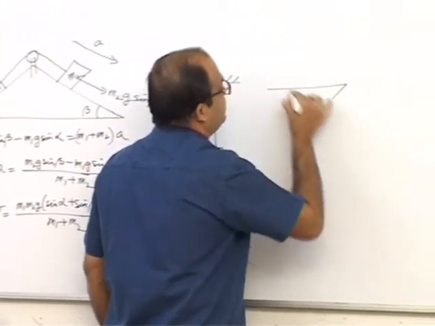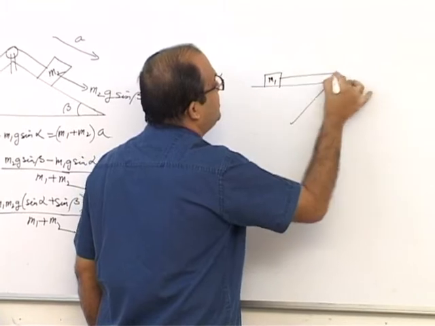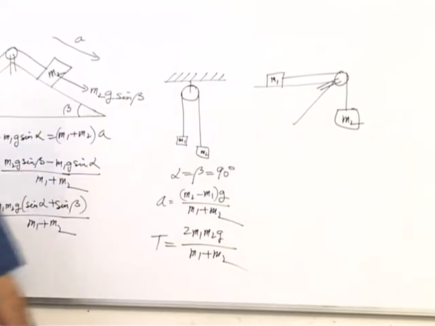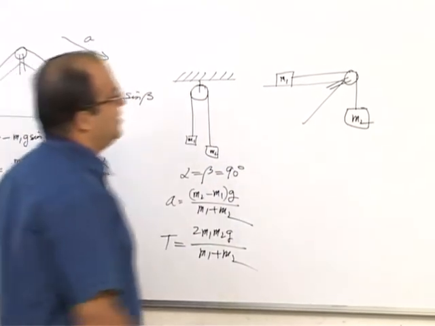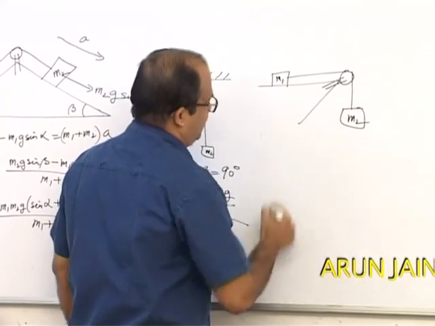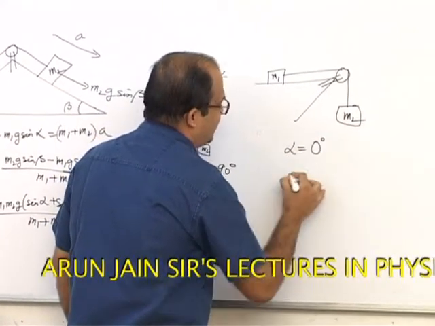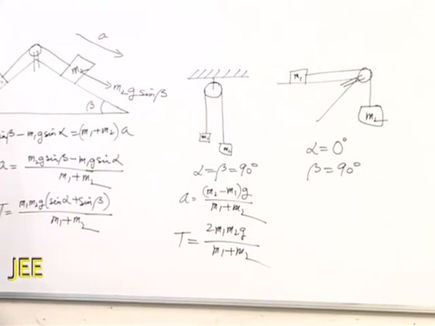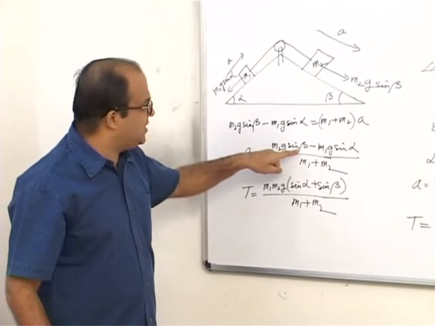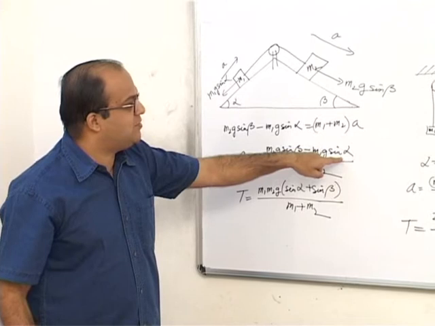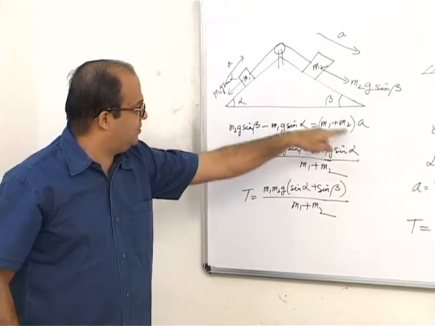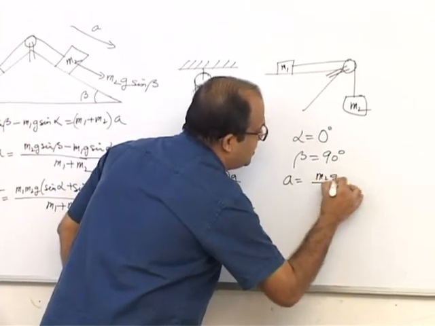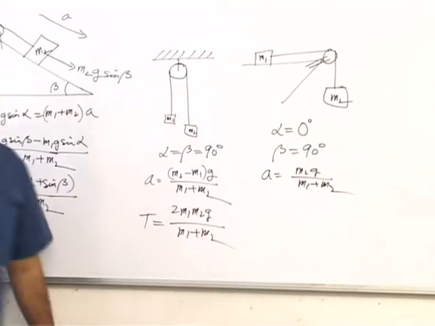If you look at this case, when M1 was resting here, the pulley was here and M2 was hanging here. In this case, this is 90 degrees, but this is 0 degrees. So alpha equal to 0 degrees and beta equal to 90 degrees. So we can put these values. Sine of 90 degrees is 1. Sine of 0 degrees is 0. So this will become 0. This will become 1. So acceleration will become m2g by m1 plus m2.